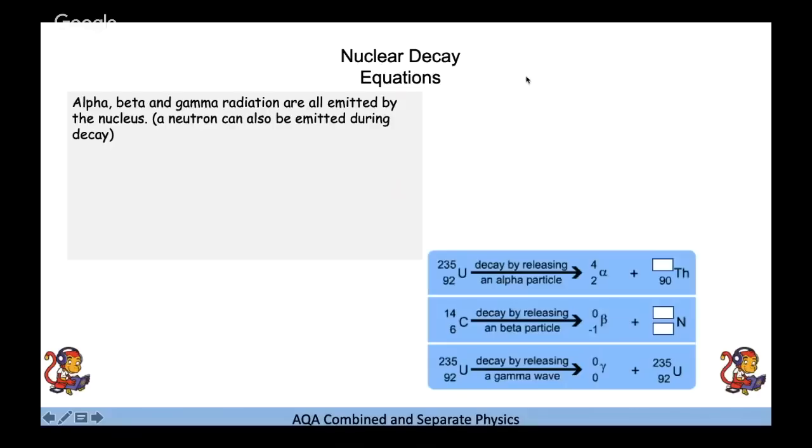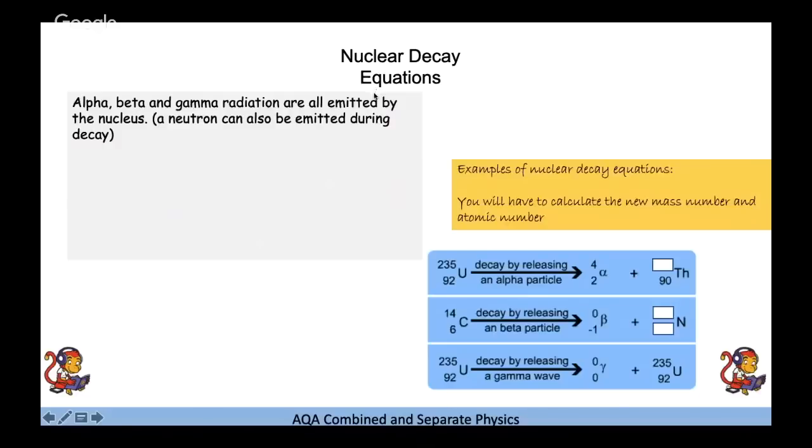And so nuclear decay equations then. These look rather scary down here. I've got some already written out for us. Now, alpha, beta, and gamma radiation are all emitted by the nucleus. And a neutron can also be emitted during decay. So each one of those could be called radioactive decay. Isotopes that are unstable will release alpha, beta, or gamma radiation.